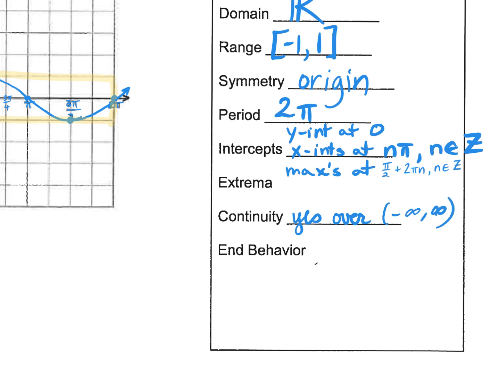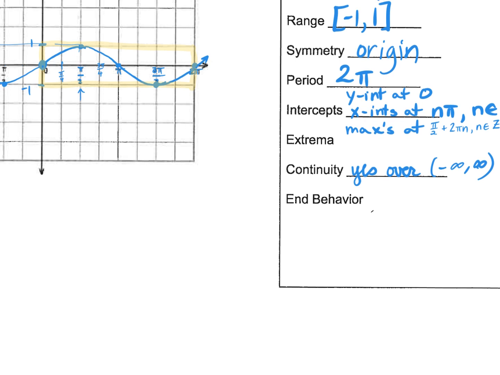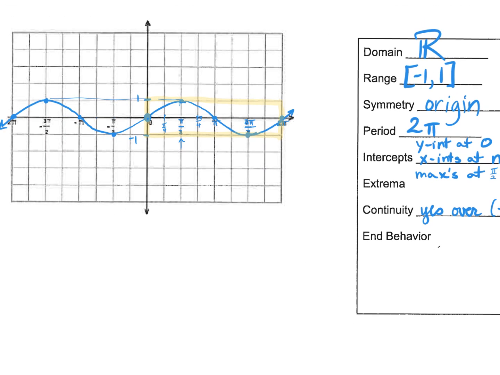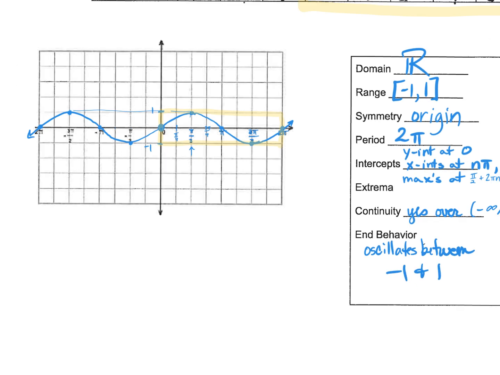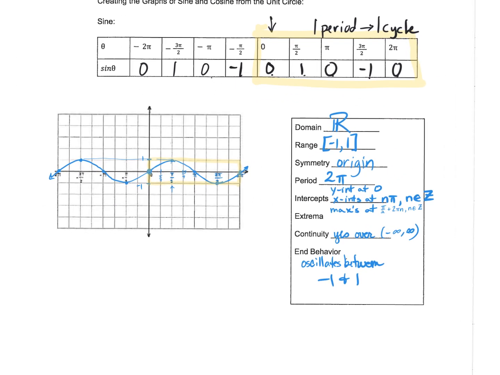Now, end behavior is a weird one. Because what do you see this thing doing? It's bouncing back and forth, isn't it? That's called oscillating. Between what two numbers? Negative 1 and 1. So the end behavior is it oscillates between negative 1 and 1. Okay? So do we understand sine?